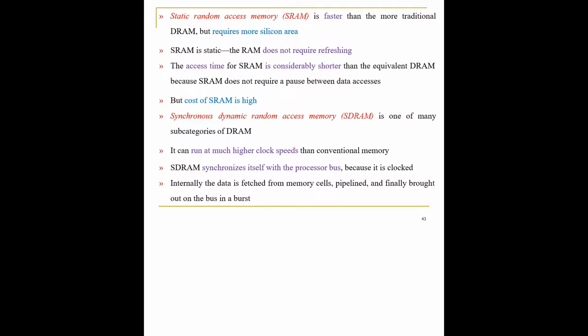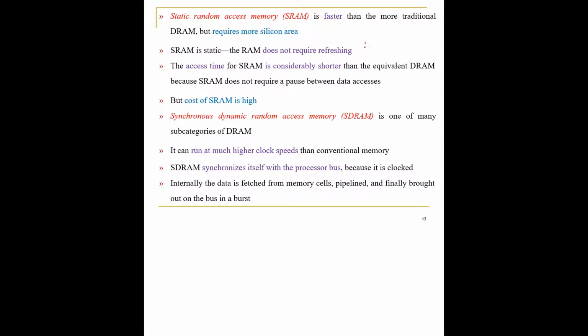Moving on to your static random access memory, this is fastest. This is faster than the traditional DRAMs but requires more silicon area. Static RAM is static, which means that the data stored here will remain until the power is turned off. The access time for SRAM is considerably shorter than equivalent DRAM because SRAM does not require a pause between data access. But the cost of SRAM is high. Normally, this is comparatively better than your DRAM. It doesn't require any controller in order to make the data stored in this SRAM permanent.